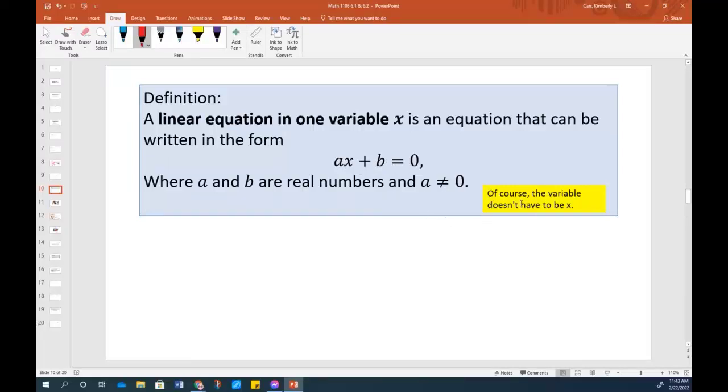Of course, the variable doesn't have to be x. We could take this exact same definition and replace the x with y, and it would be a linear equation in the variable y. So really what this means is you're going to have equations now, not just expressions, and our equations will only have one variable letter used, although it could show up in more than one place. And we're going to solve these.